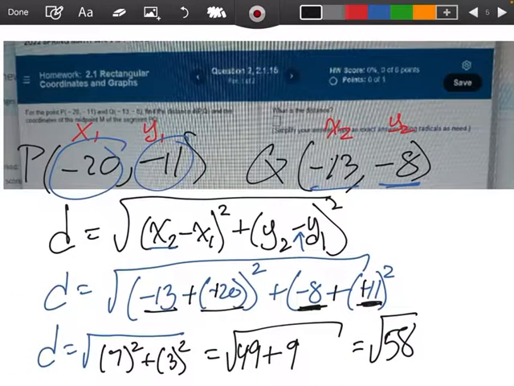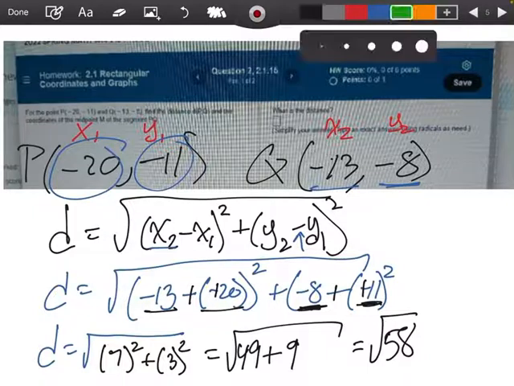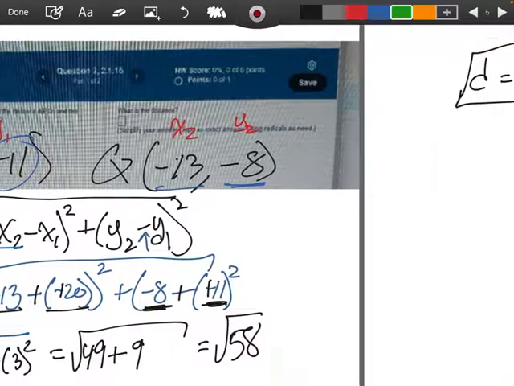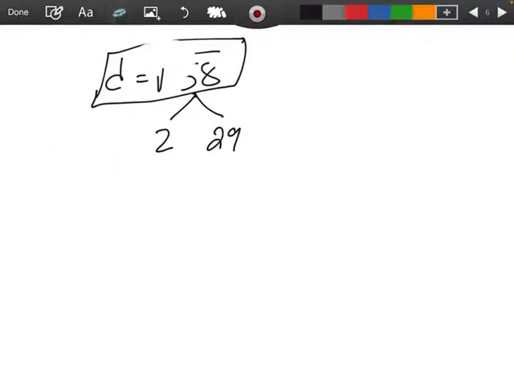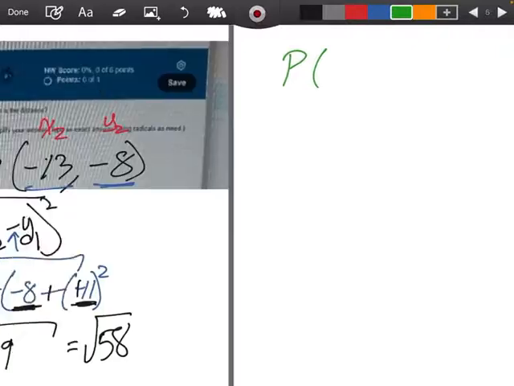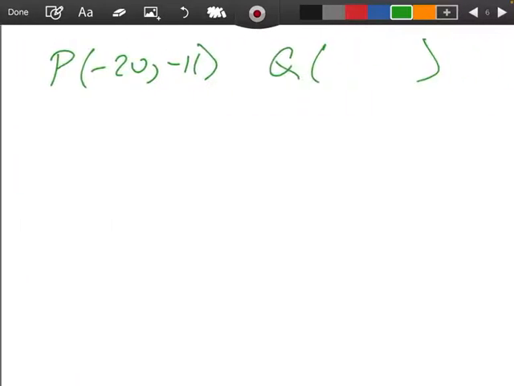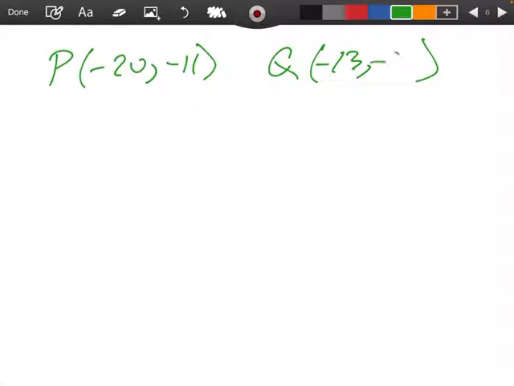There is a second part of the problem, though. And the second part says, let's find the midpoint of the segment. Okay, so let's do that. I'm going to write my points again. So let me clean up this mess. We couldn't simplify it anymore, so we don't need to worry about it. Okay. So my point P had coordinates, what was it? Negative 20 and negative 11. And Q had coordinates of negative 13 and negative 8.